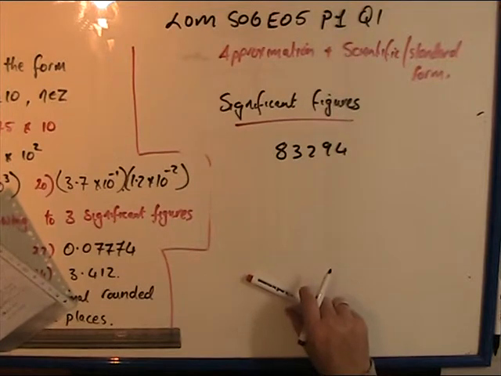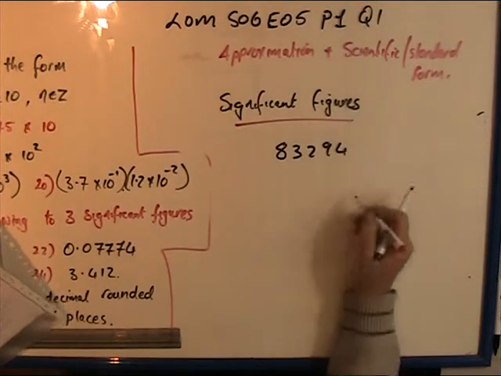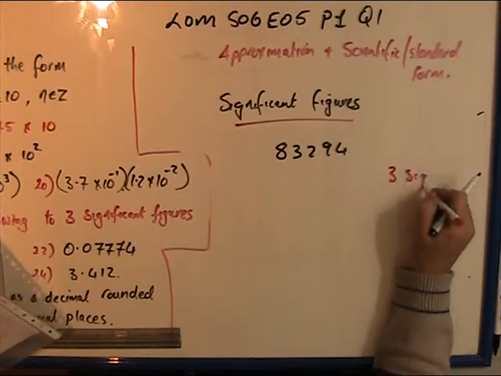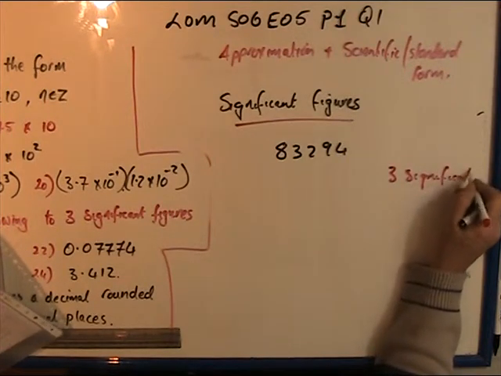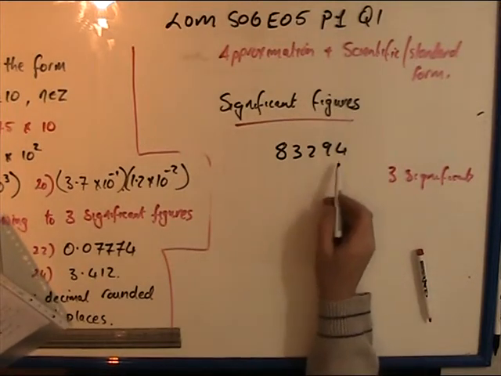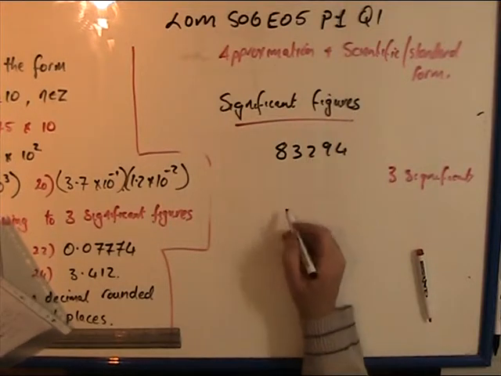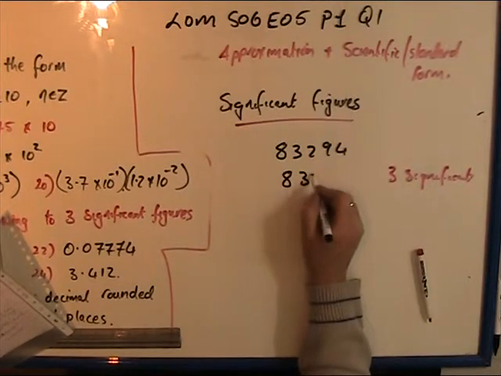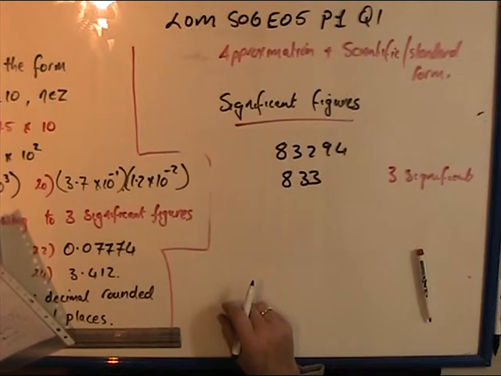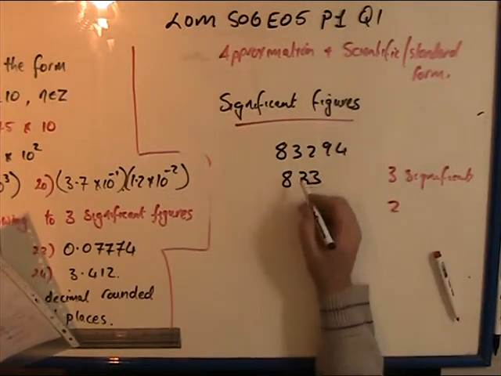Now, let's have a look at this. It says put that to 3 significant figures. So with 3 significant figures, this 4 doesn't change this 9. This 9 changes this 2 to a 3, and then we're left with 833 as 3 significant figures. For 2 significant figures, this should be 8.3.